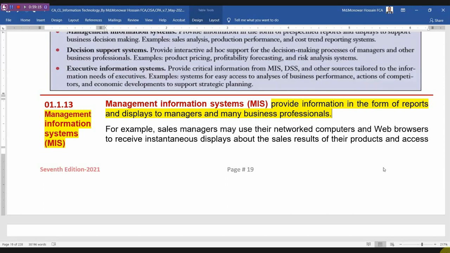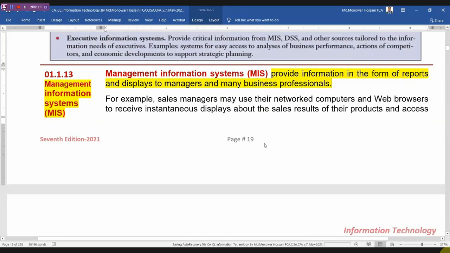Because sometimes the government needs money for different types of situations, and that's why the government sometimes takes loans from the bank also. So the government knows how much money the government has, so the government would be able to make decisions. That is also the MIS, management information system. Government will see all things within the dashboard. So this is the management information system that provides information in the form of reports and displays to the managers and in many business professions. Also government, institute, organization, everywhere there is the management information system. So for example, a sales manager may use their network computer, web browser to receive and display the sales results, etc. And management will see all the results here.